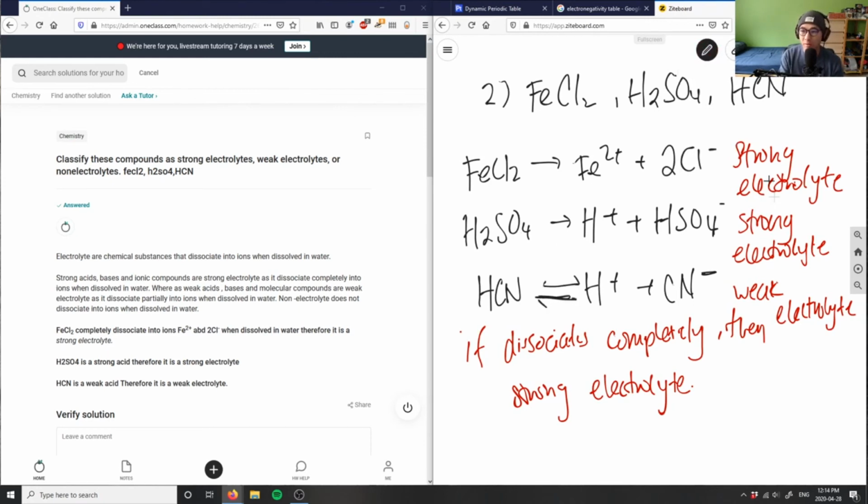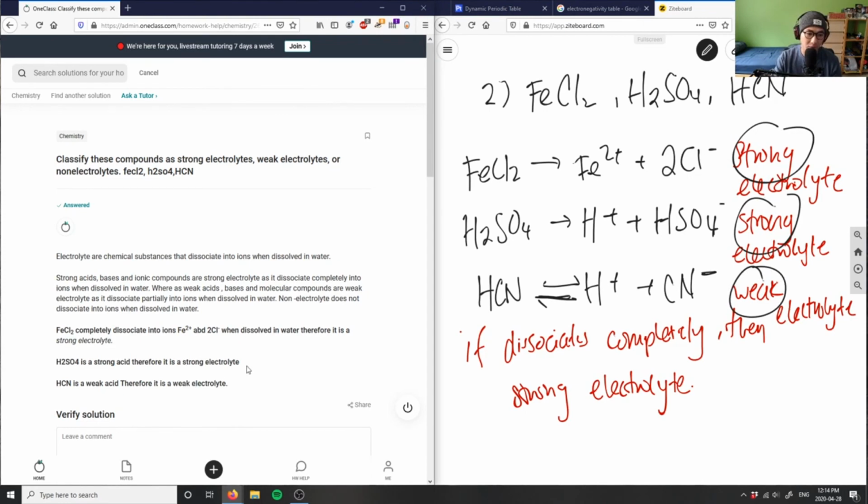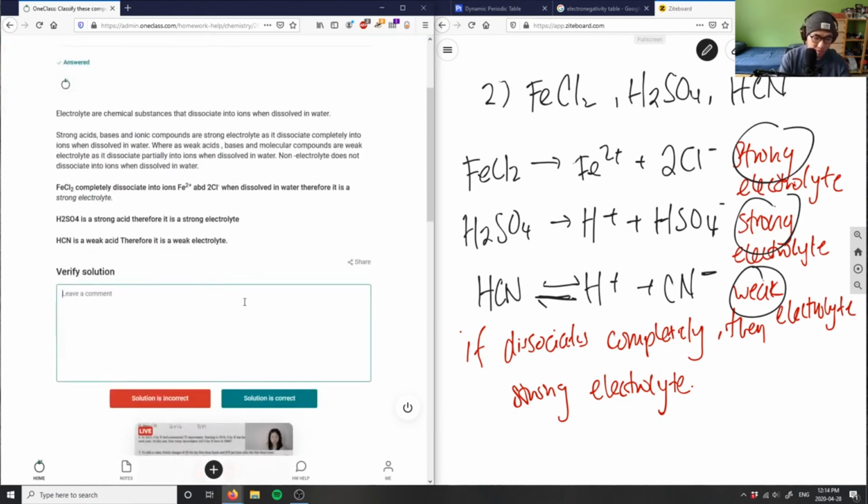So now we know our answer. This is strong, strong, and weak. And they got this completely right as well. This is a strong electrolyte, strong electrolyte, weak electrolyte. And they justified it using a weak acid, strong acid, and that it completely dissociates into ions here. So this solution here is correct. Correct solution, good analysis.